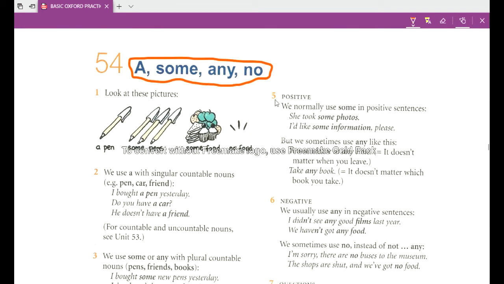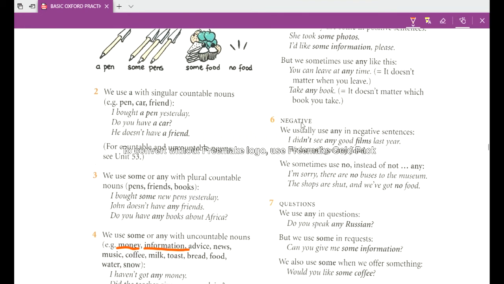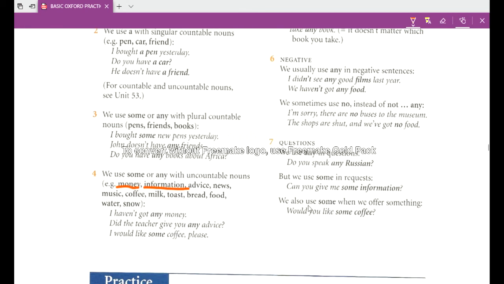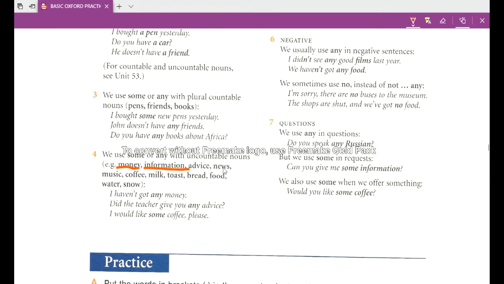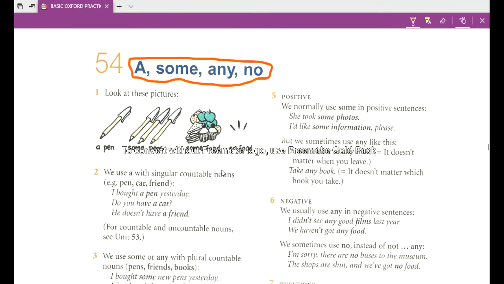In point number 5, now we have the opportunity to explain the use of some, in 6 we can talk about negative, and in 7 we talk about question. The way I'm trying to explain the lesson is very simple because I am not with you there, but if you listen very well, you understand very well, I know you can just do the practice very simple.